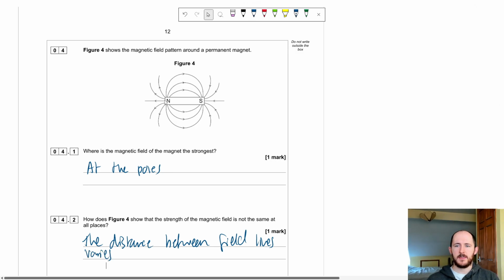That's why the magnetic field strength is not the same everywhere. The strength of the magnetic field is not the same everywhere, because the distance between the lines changes.